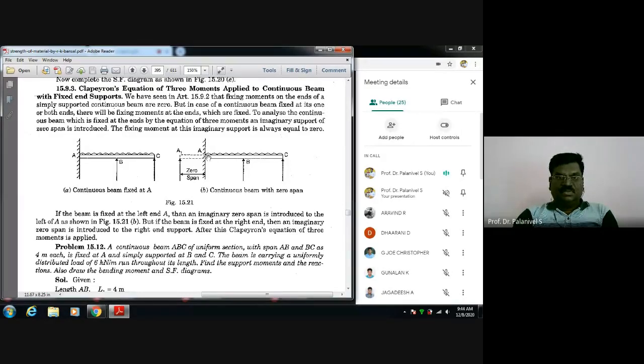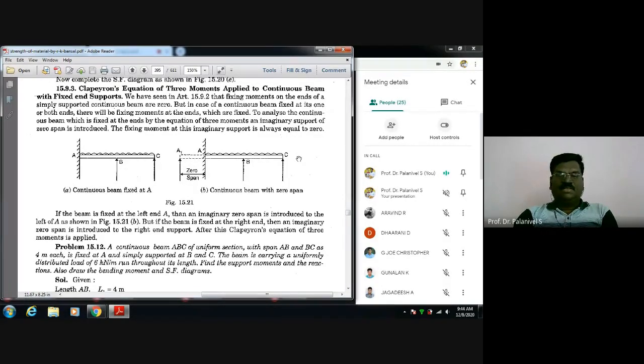Just to the left of A, you assume an imaginary beam, which is called a zero span beam. The span value is zero here. You name it A1. So you get an imaginary span called A1A, of zero span. In other words, zero span A1A, and then AB, and then BC.